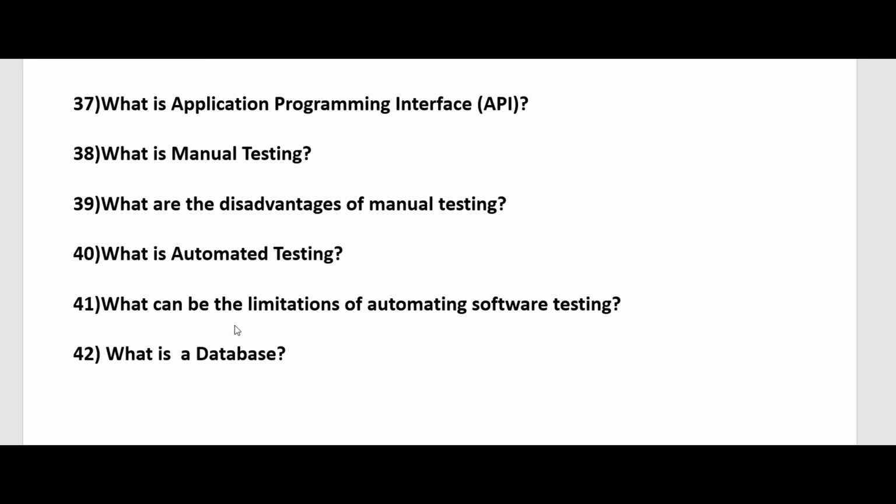What can be the limitations of automating software testing? It is not possible to do 100% automation of any application. Some parts need to be manually tested. Automation testing can't replace manual testing, as manual testing is done by humans, and of course human intelligence cannot be replaced by machines at all levels, and we should be proud about it.